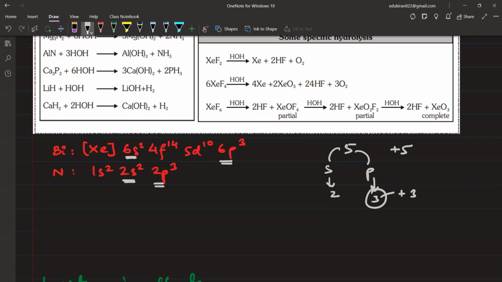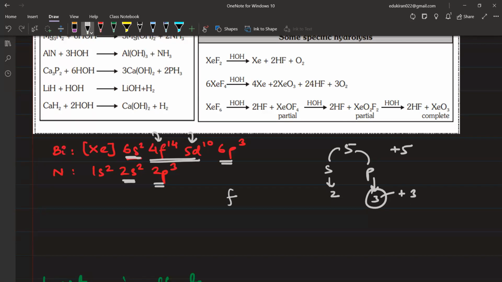Now, inert pair effect says that as we go down the group, the reluctance of the s subshell in taking part in bond formation appears. Why does this happen? Please see what is happening here. If I look at these s electrons of bismuth, this s electron is having 4f and 3d, 4f and 3d, which will not be able to shield the 6s electron effectively.